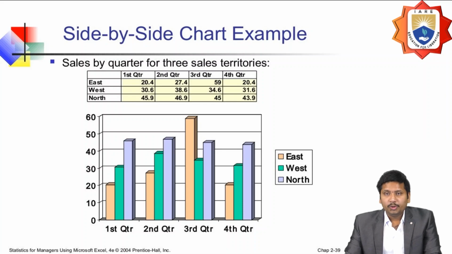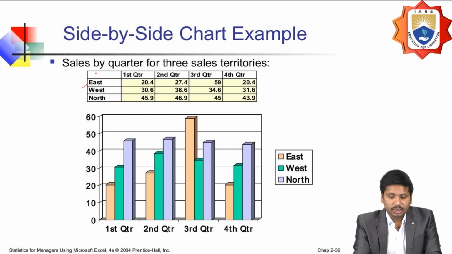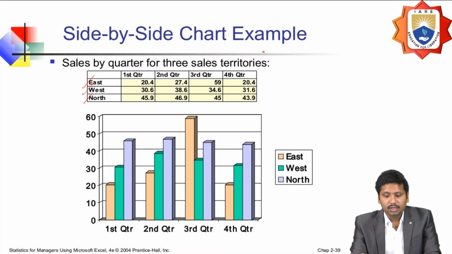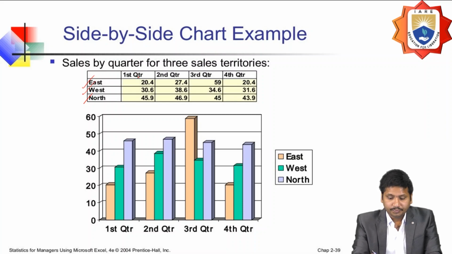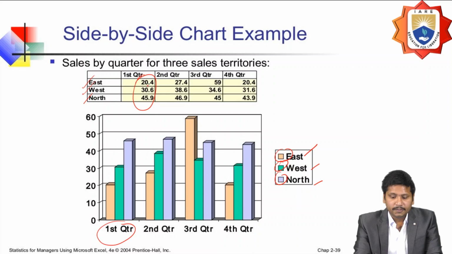Similarly, I'm going to take another example, the sales by quarter for three sales territories. For that, I'm going to consider the Eastern, Western, and Northern territories, and the quarters: first quarter, second, and third quarter. How can I represent this? In the first quarter, what are the sales in the different territories, East, West, and North? For this, I'm going to use different colors: orange for East, green for West, and blue for North. So in the first quarter, what should be the sales in the Eastern, Western, and Northern territories?